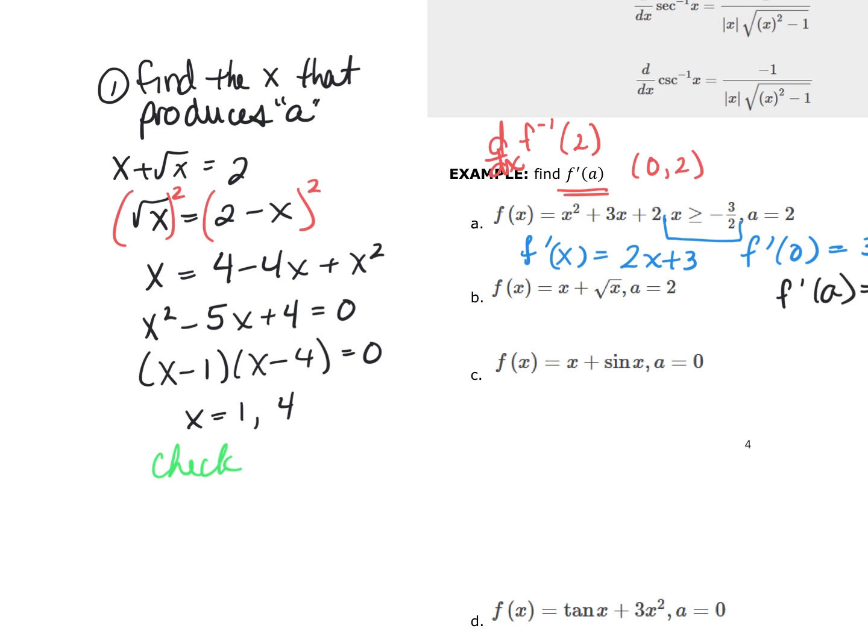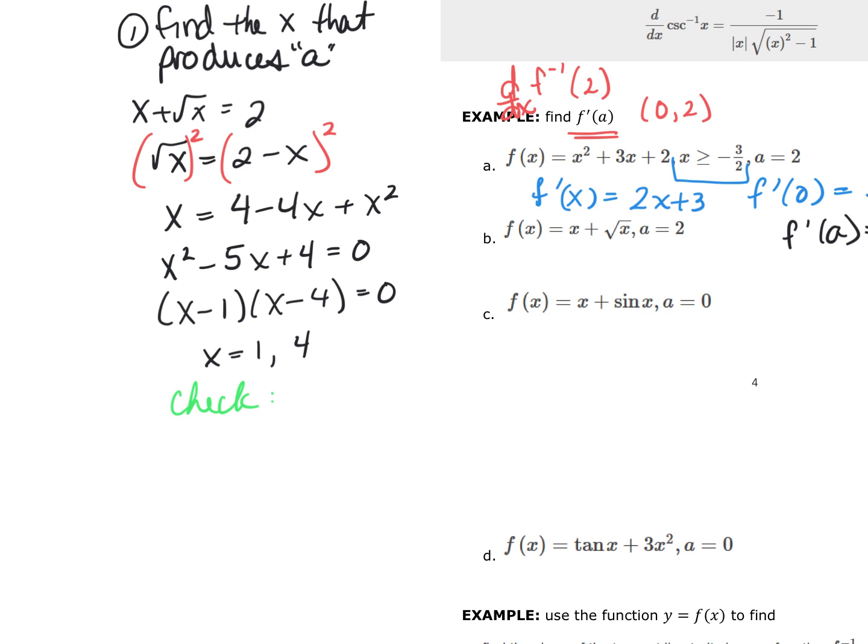I didn't have to check it on my last one because I started out with a quadratic. This one I'm not starting out with a quadratic. I'm starting out with a function, an algebraic function. So if I put 4 plus the square root of 4, this does not equal 2. So I know that 4 is not the input that is going to produce 2 out. Now I'm going to check the other one. So I have 1 plus the square root of 1. This does indeed equal 2. So the one that I'm going to use is 1.